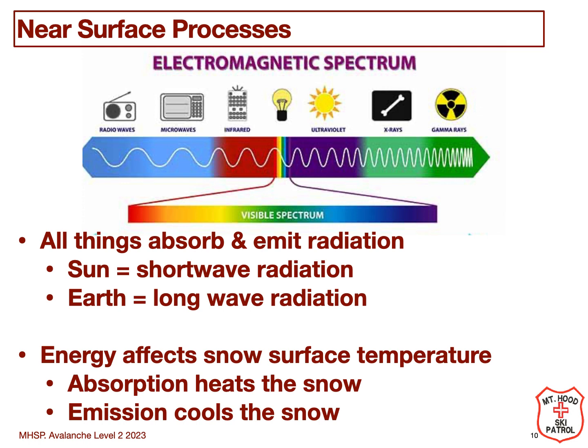For the purposes of our discussion, the sun emits shortwave radiation and the earth emits low frequency, long wave radiation. The combination of these long wave and short wave effects will affect the snow surface temperature. Energy absorption will heat the snow, and energy emission will cool the snow.